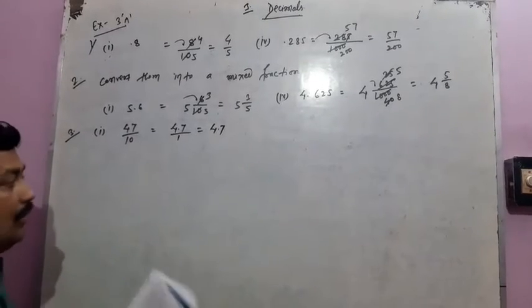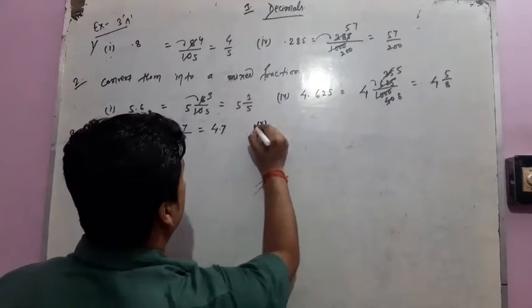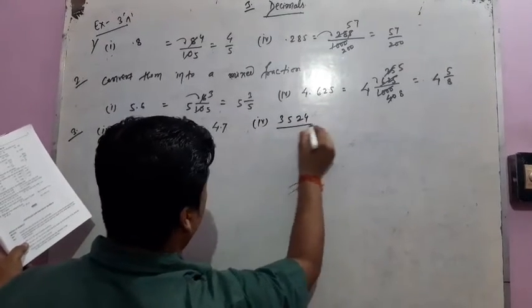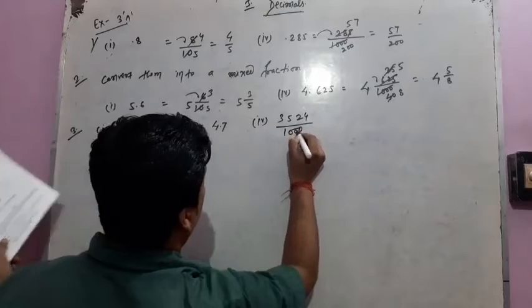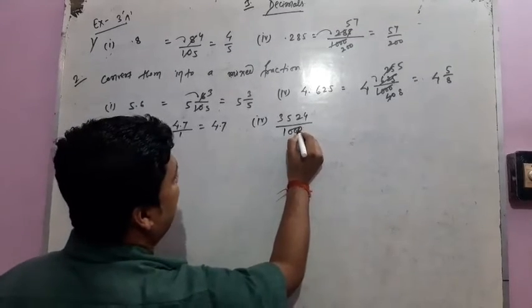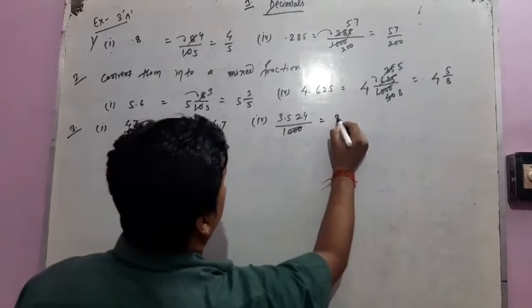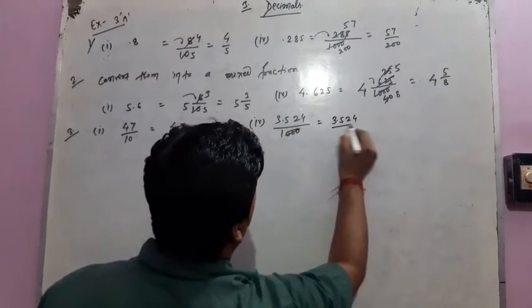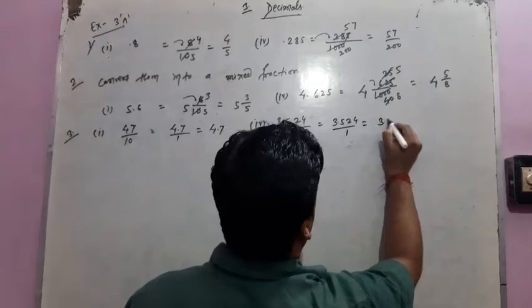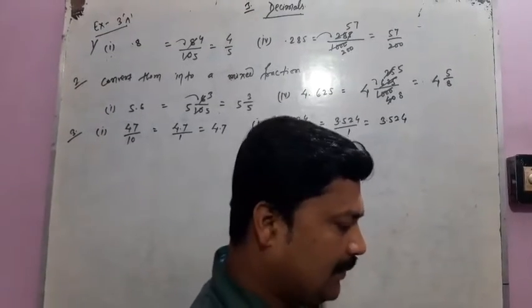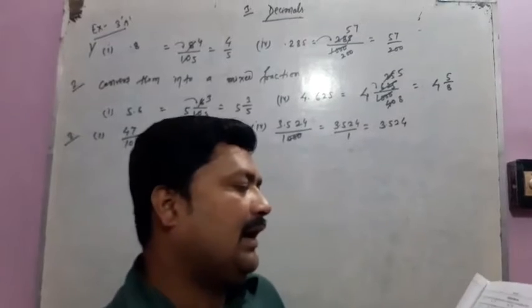Similarly in question number 4, 3524 divided by 1000. Now here 3 zeros are present. So cut these 3 zeros and put the decimal after 3 digits. 3 decimal 524 by 1, that is equal to 3.524. Questions number 1 to 4 are the same. Now question numbers 5 to 8 are also the same.